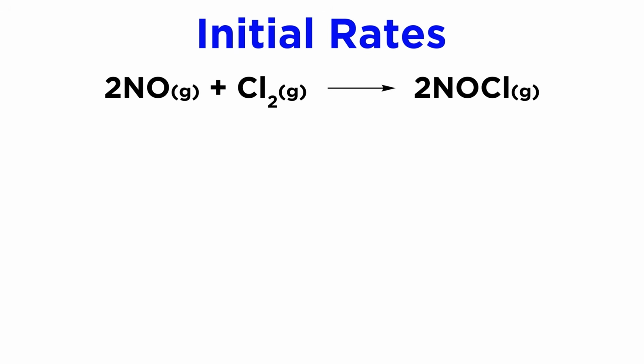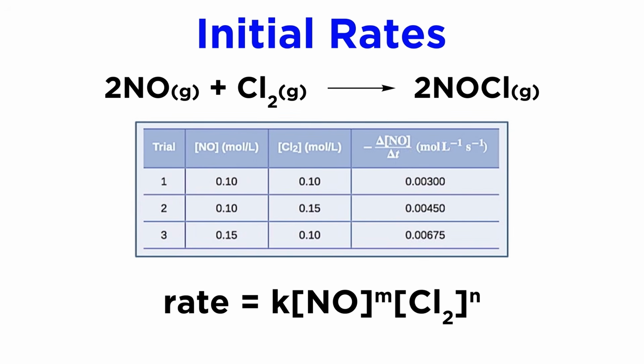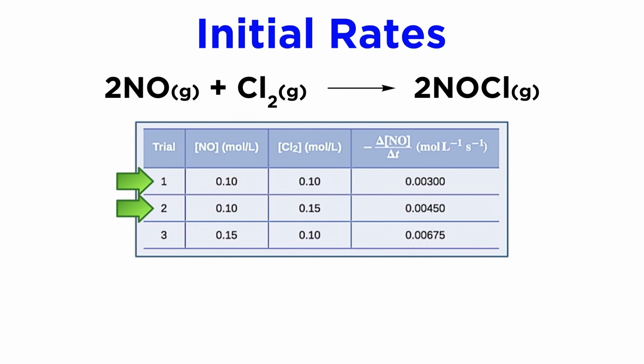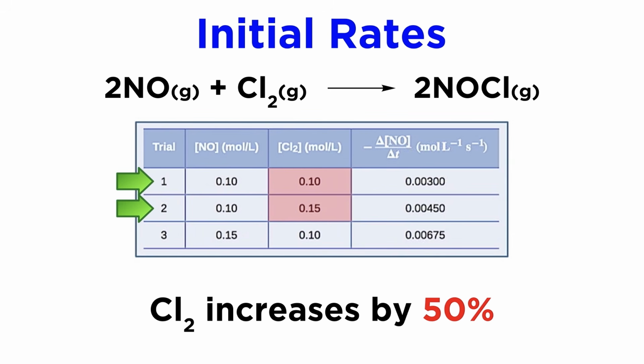Look at this reaction where NO reacts with chlorine. We collect the following rate data over 3 trials. Let's find the rate law based on this data, which we know will look like this. We just have to find the exponents. First compare trials 1 and 2. NO concentration stays the same, but chlorine concentration increases by 50%. That's right, we don't need things doubling conveniently. We can work with any proportion of change.